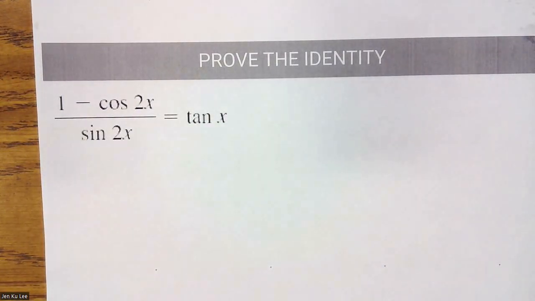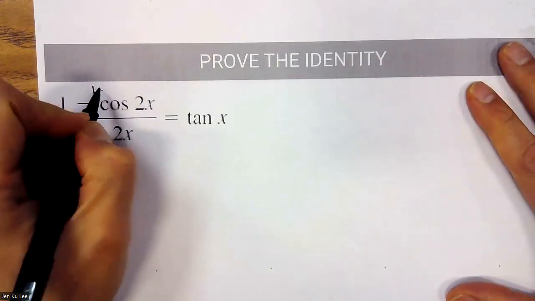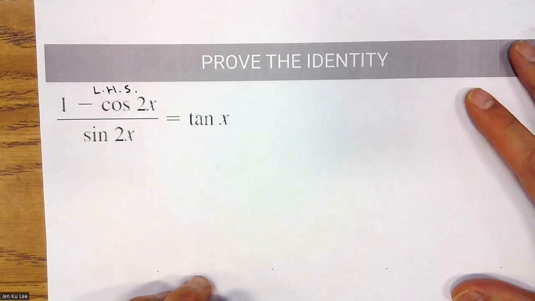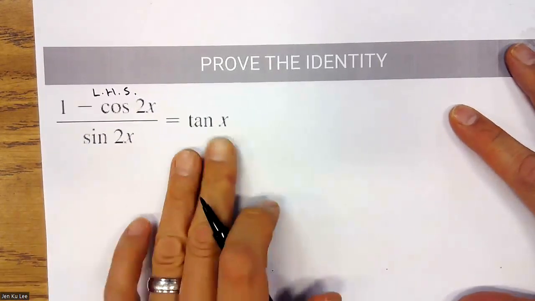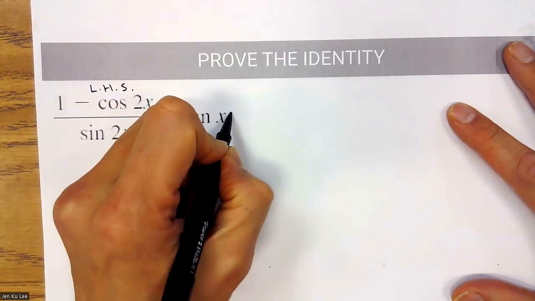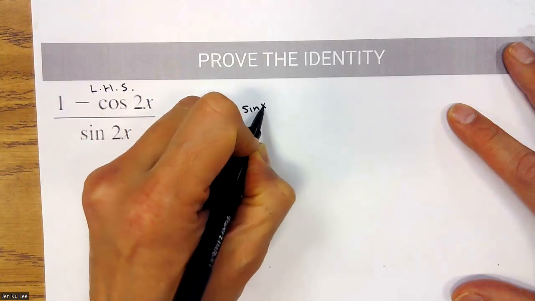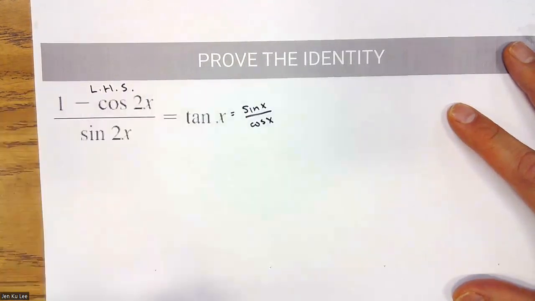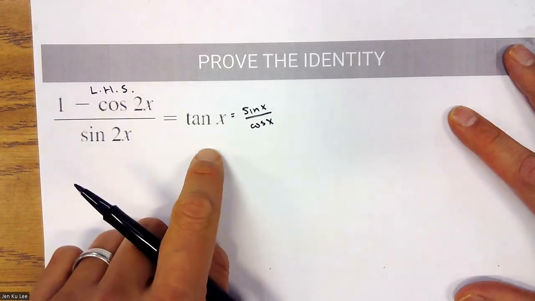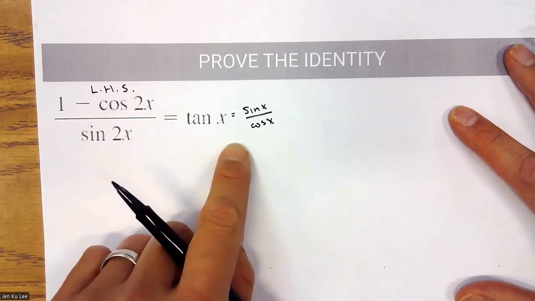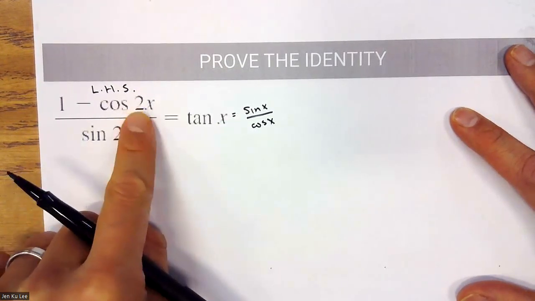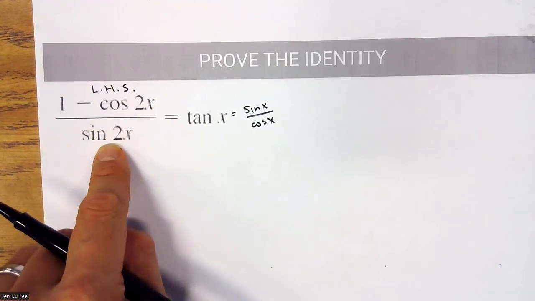So obviously the left-hand side is the more complicated side, right? So we're going to be working with that side. But I know that tangent is going to equal sine of x over cosine of x. Okay? So if I turn it into sine over cosine, I can get it to tangent, right? So that's that. And I see a bunch of double angle formulas for cosine and sine.